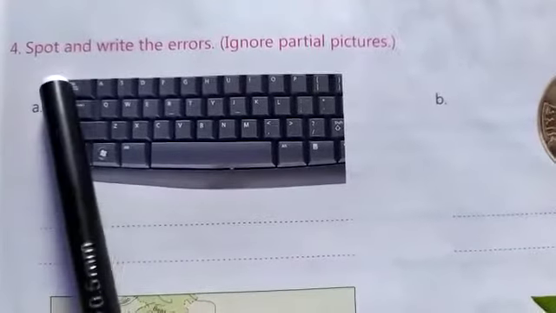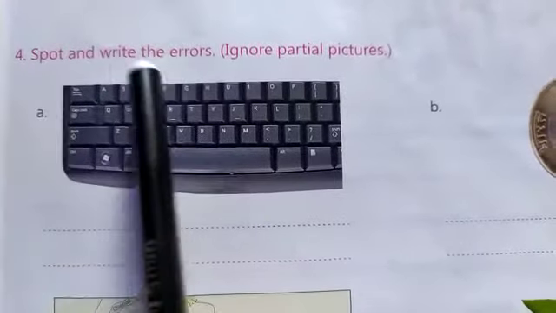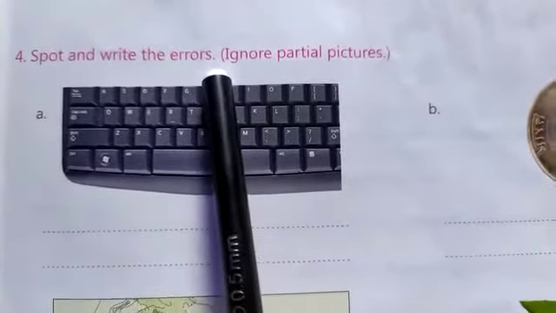We have one more question here. Spot and write the errors. Errors, you know, mistakes. Ignore partial pictures. So whichever part is not visible, which is partial, that we have to ignore.